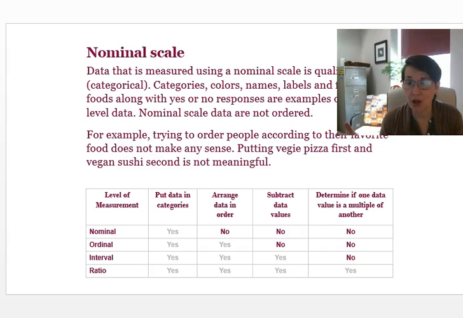Color of eyes, not better than. Even political parties, not better than. This is just naming the data. So that one's pretty easy to talk about. I think the example in front of you talks about putting things on top of a pizza, or actually putting vegan pizza, veggie pizza, and vegan sushi first or second. It doesn't matter, right? Those kind of things, there's no order to them.